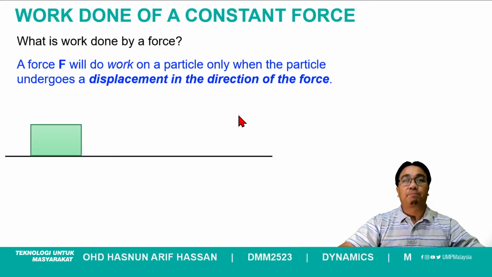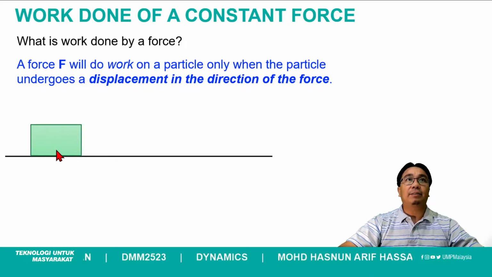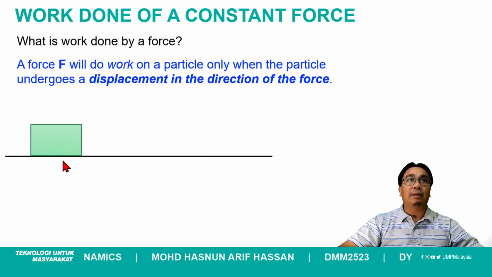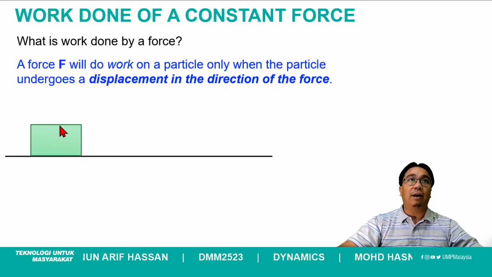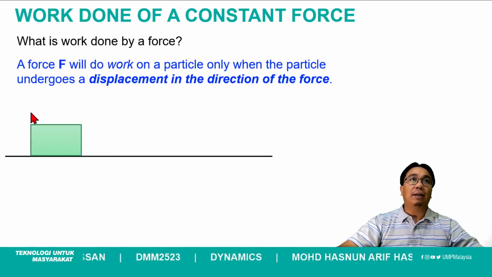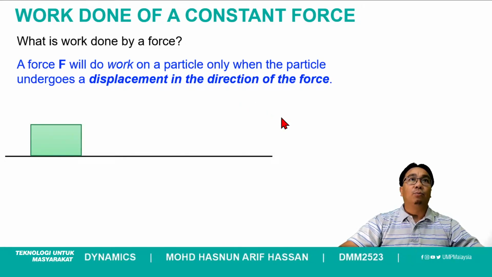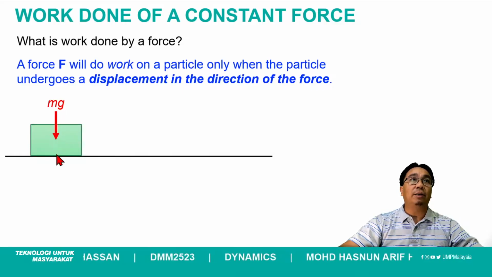Boleh faham? Okay, tak apa. Let's look at this green box here. Katakan kita abaikan friction. There is no friction. So what are the forces yang currently acting on this box? Can you tell me? We will have the weight, kan? Definitely there will be a weight mg pointing down.